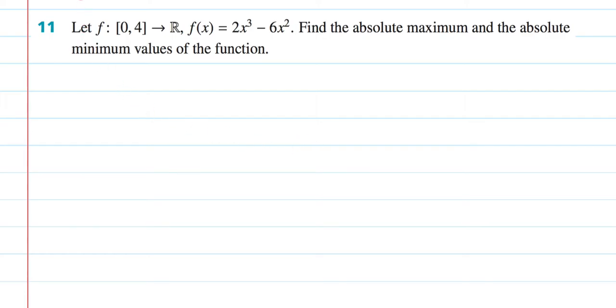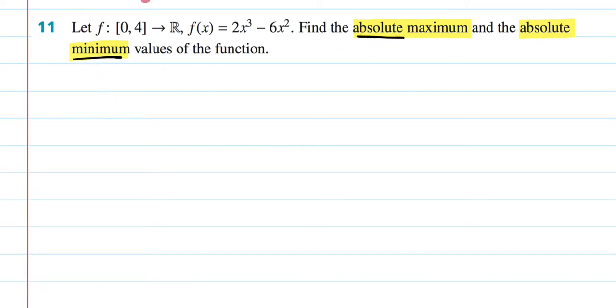We are going through exercise 18e, and in this video I'm going to be answering question 11, which says let f be this, find the absolute maximum and the absolute minimum. The word absolute here is going to be very important as we go on.